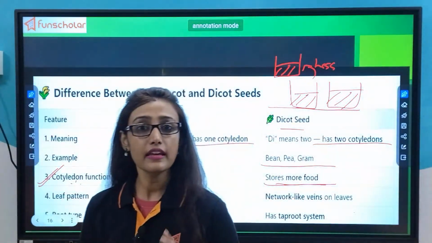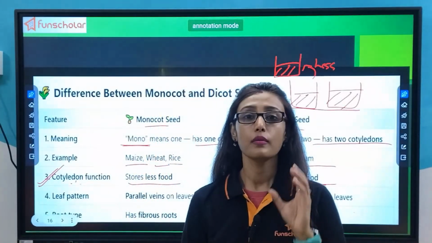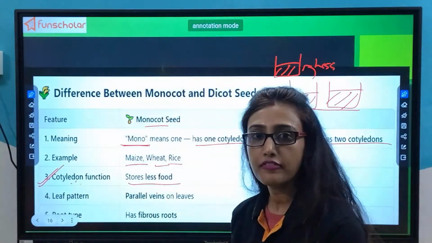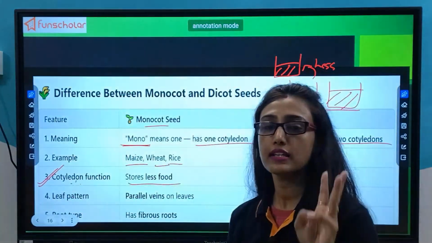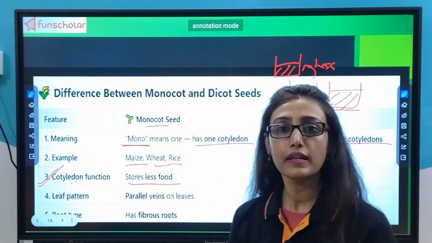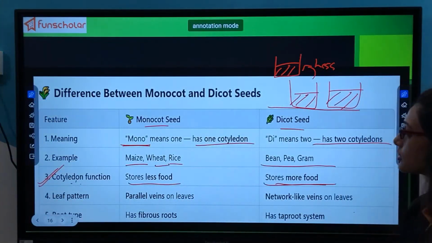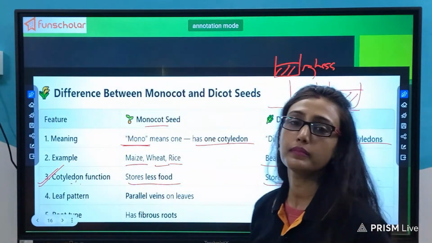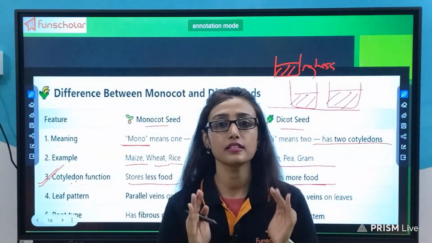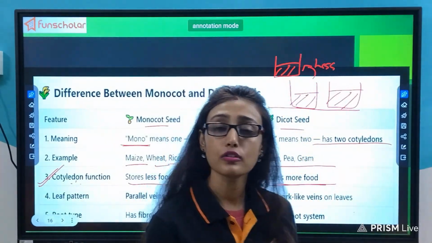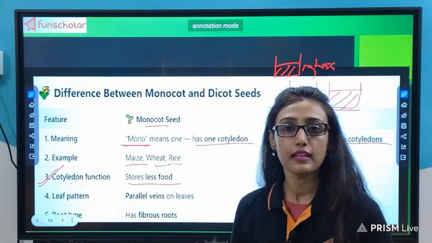Now leaf pattern of monocot plants. This is very important. Leaf pattern, number of cotyledons, examples and types of root. So please do take a screenshot of this difference because questions do come from this slide often and it is very important for your Olympiad and also for your class level.